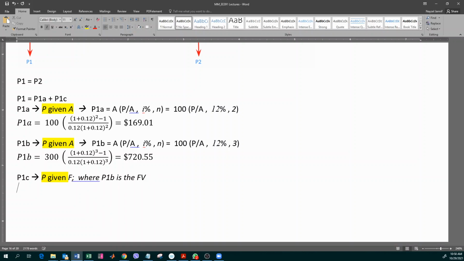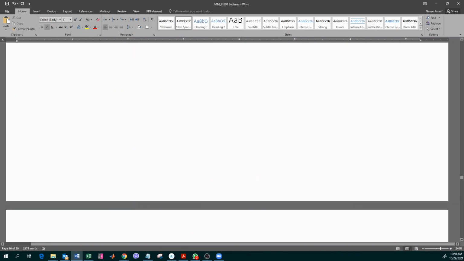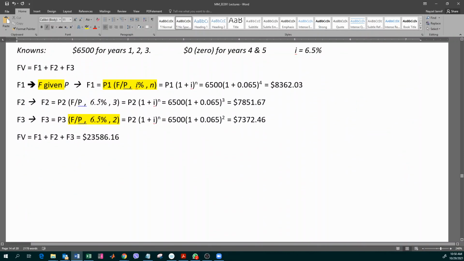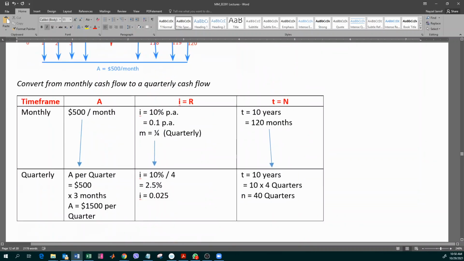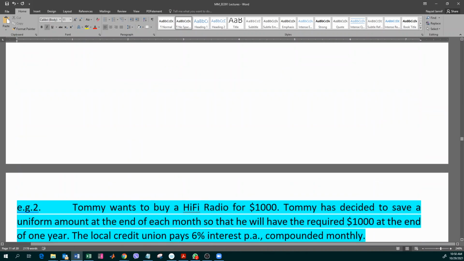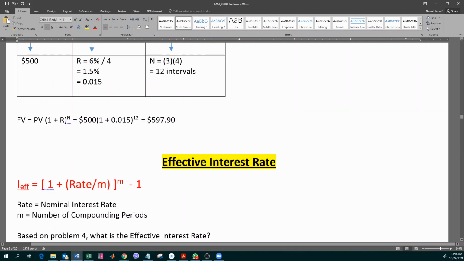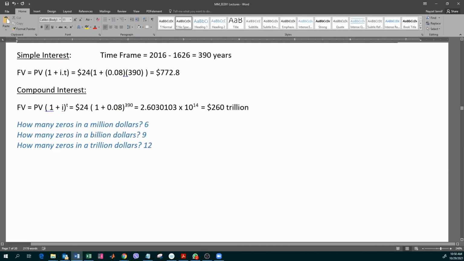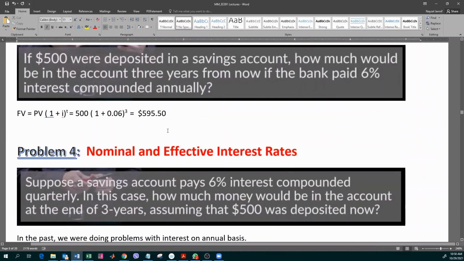So how do we calculate that? What is P given F? How do we find P given F? Have we done P given F somewhere? Let me just scroll that up. Find P given F. Okay, so discounting. Basically, we're going to use discounting, right? Let me just copy that.